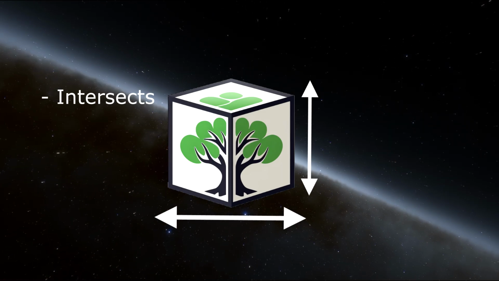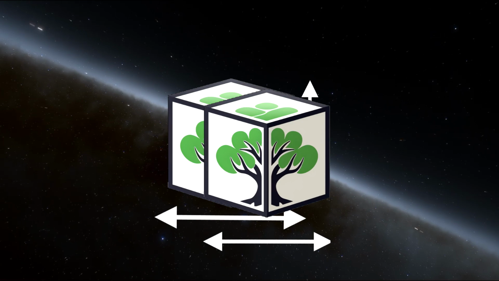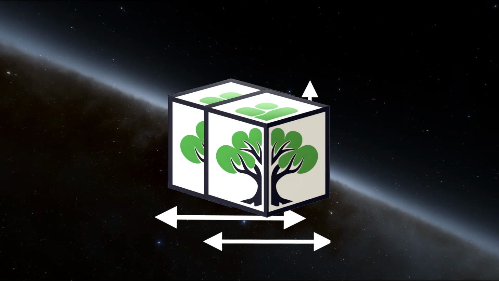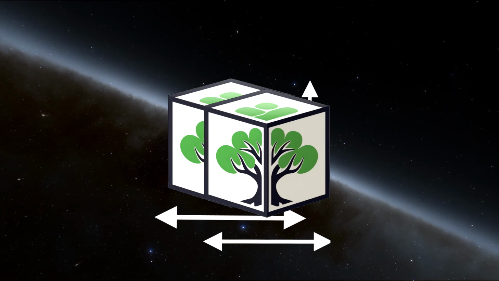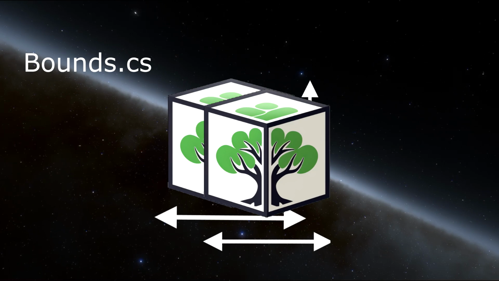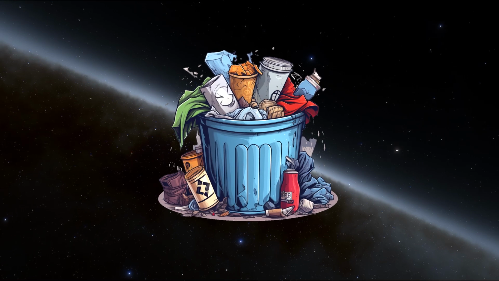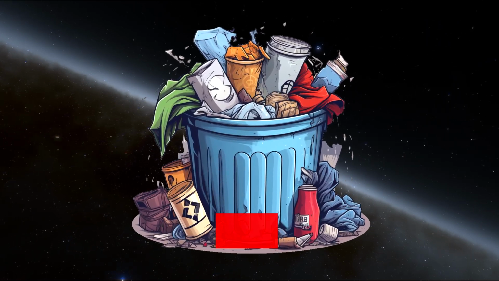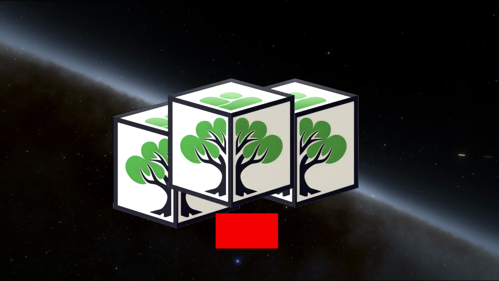You could say one bound intersects with another, and basically I would spawn an object and check, hey, does this bound intersect with this other bound? If the answer is yes, then I would destroy that object. Now when I did that, it actually generated a ton of garbage inside of Unity. Spawning a game object inside of Unity is very garbage intensive.